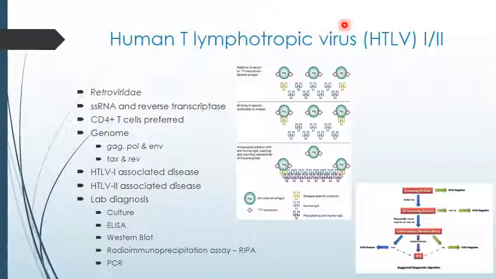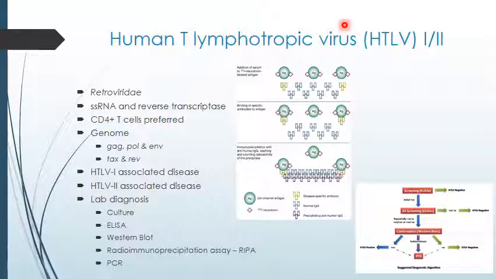This is transmitted via the blood, sexually and vertically, and both of these viruses have 3 structural genes and 2 major regulatory genes. The structural genes are your GAG, your POL, and your envelope genes. It's pretty standard for a retrovirus. And then there are 2 major regulatory genes called TAX and REV. These are the things against which we'll see antibody responses, okay?